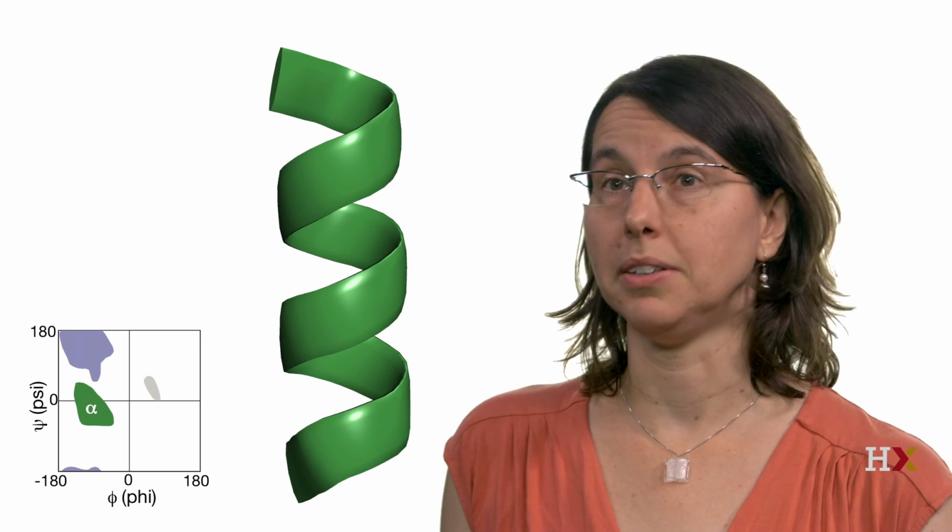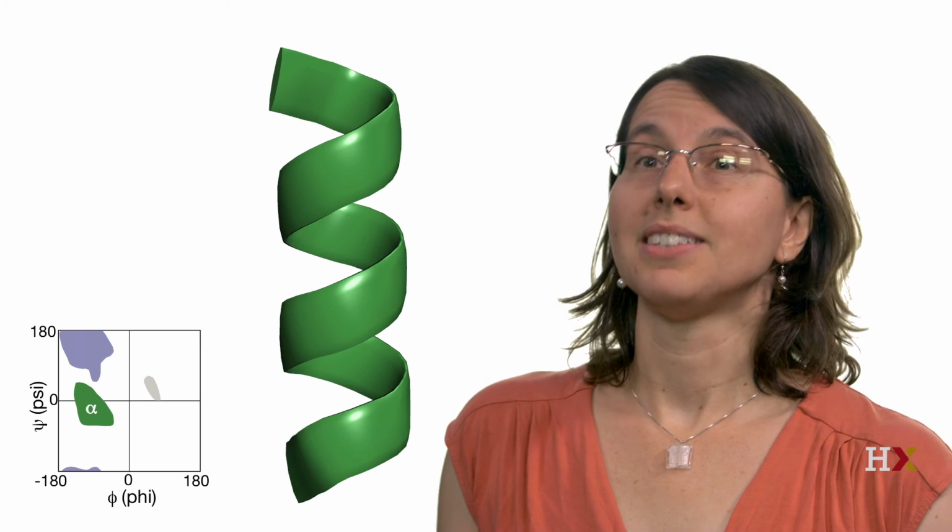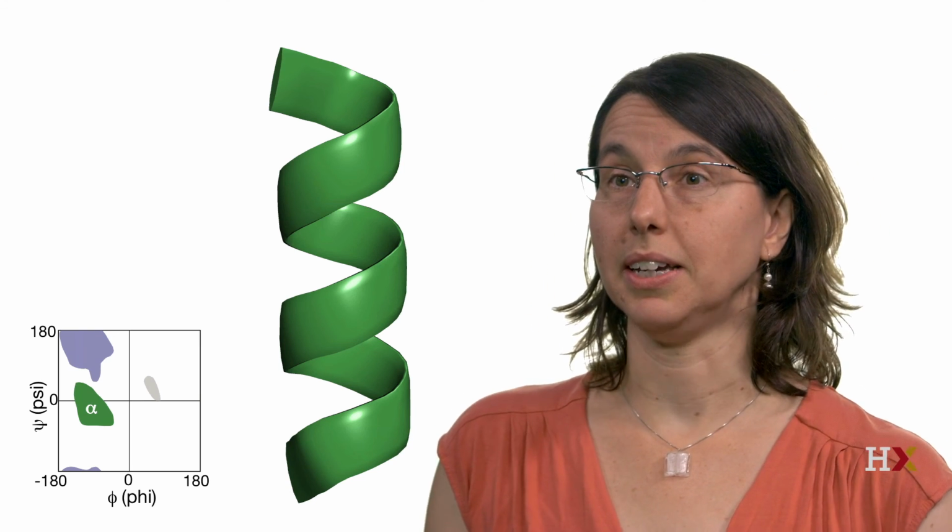Now, natural L-amino acids form right-handed helices. So imagine if you're going up a staircase that's shaped like this helical ribbon. The railing that's on the outside should be in your right hand if it's a right-handed helix.